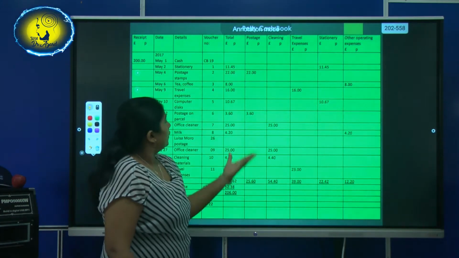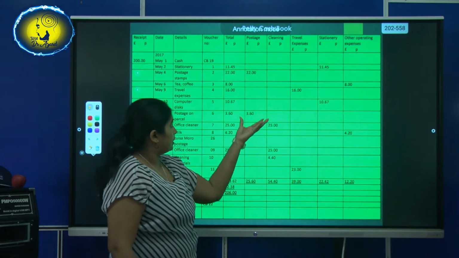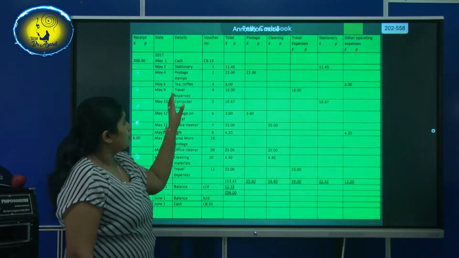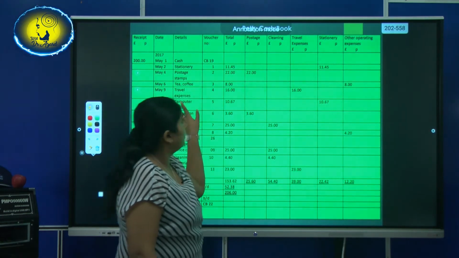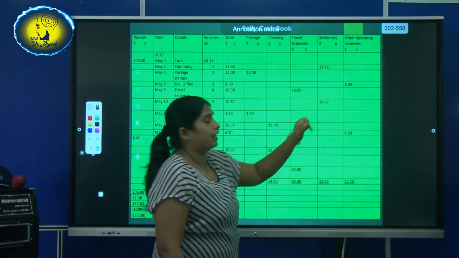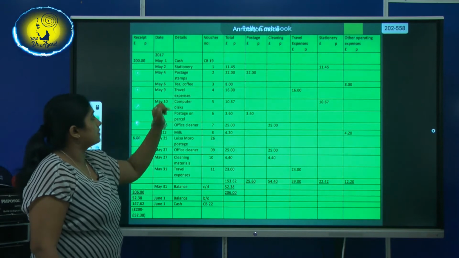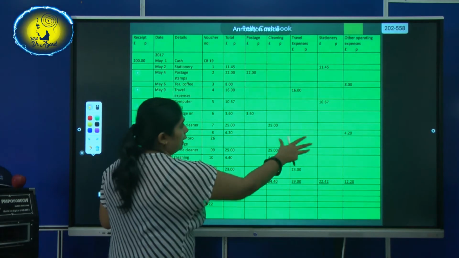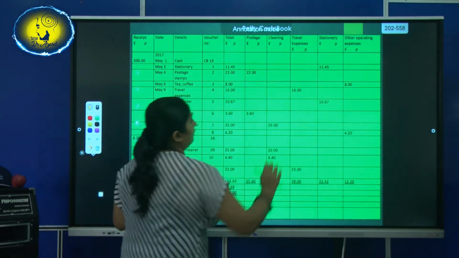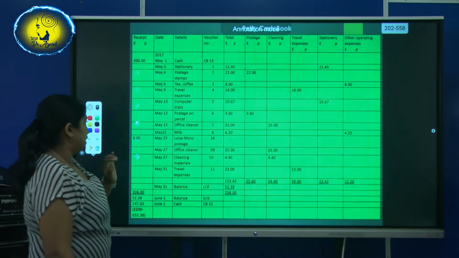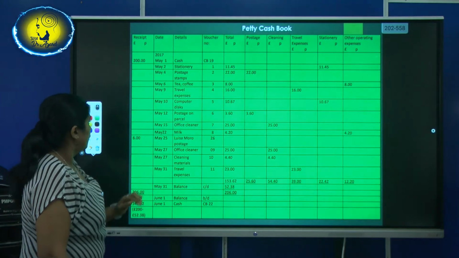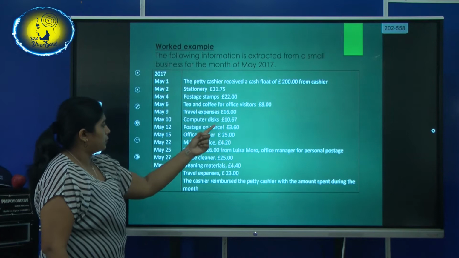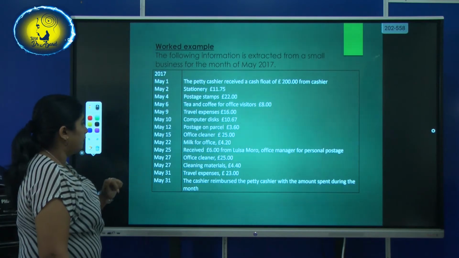Then it does not belong to postage, cleaning, travel expenses or stationery, right? So where will it be included? It will be included in other operating expenses. You have spent to purchase tea and coffee for the visitors. So it does not belong to one of these first 4 columns. So it will be recorded in the other operating expenses. Now I'll take travel expenses, computer disk and postage on parcel.